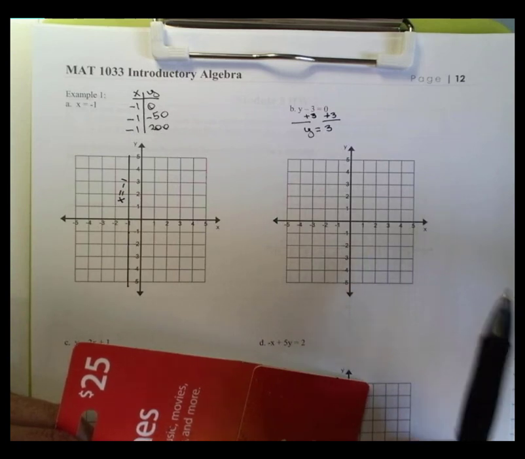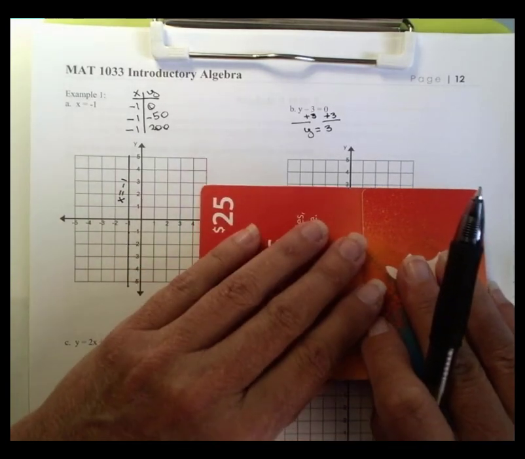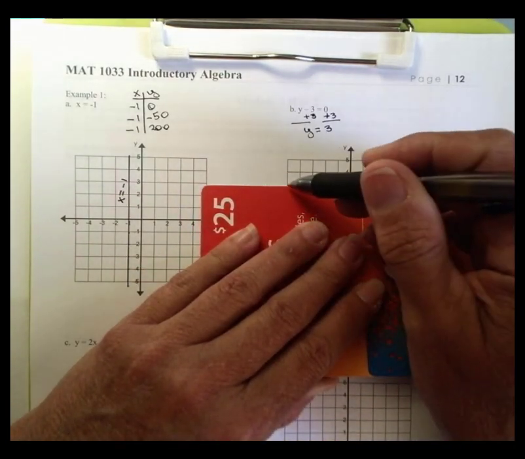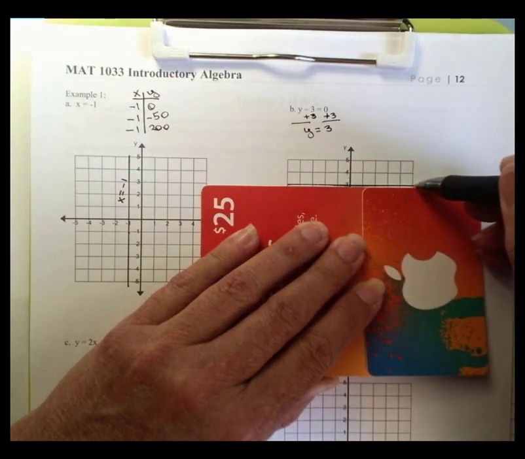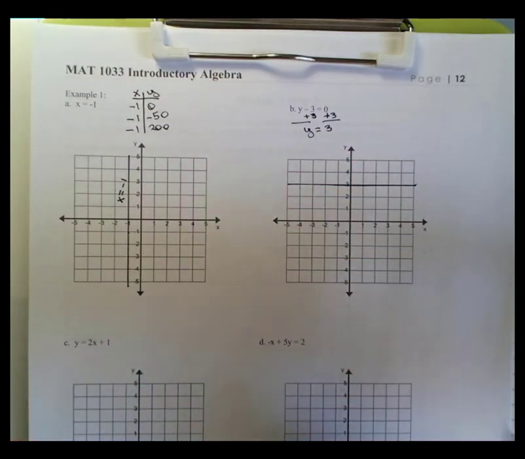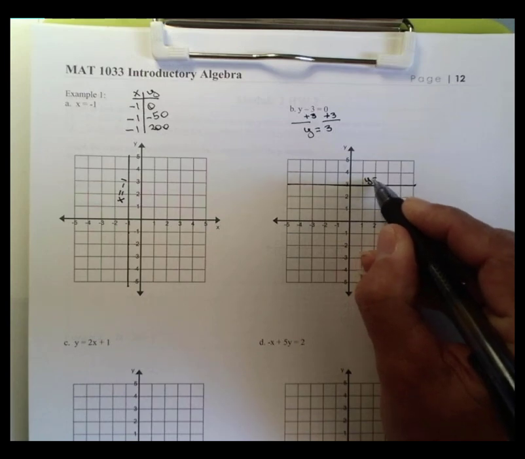I'm reversing horizontal and vertical. Sorry, guys. It looks like the horizontal line that I was thinking about. This is where y is equal to 3, isn't it? So I could say this line is always y is equal to 3.